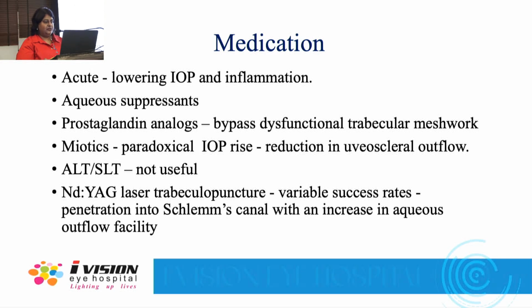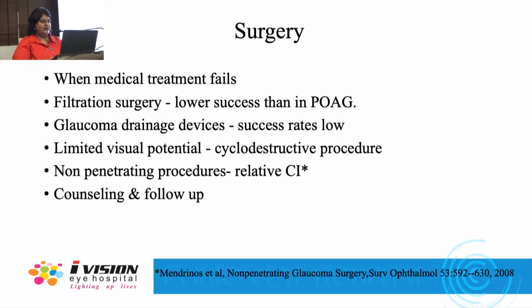Medical management is along similar lines: lowering IOP with aqueous suppressants. Prostaglandin analogs bypass the dysfunctional trabecular meshwork, so they are better used. Miotics paradoxically increase the IOP. ALT and SLT are not useful in angle recession because the trabecular meshwork is damaged. In surgery, studies have shown there is a little more risk of failure, but it is managed the same way as other open angle glaucomas.